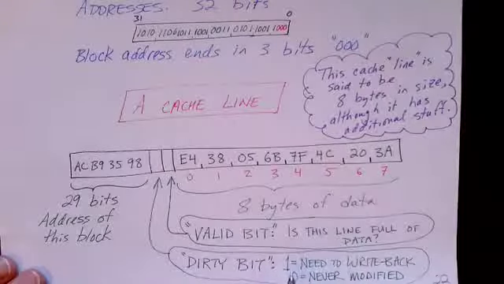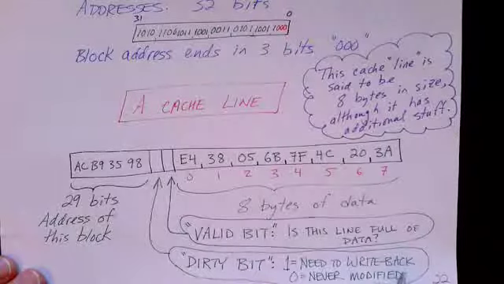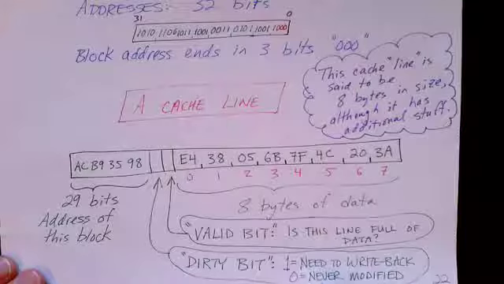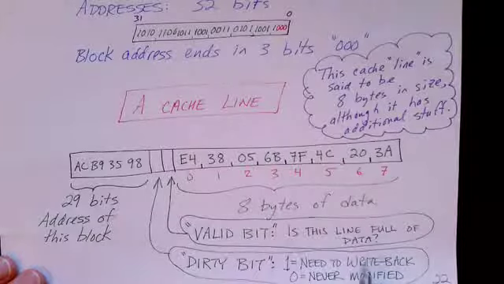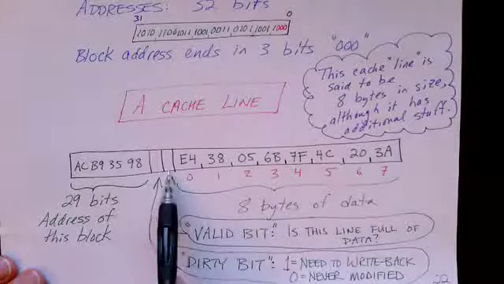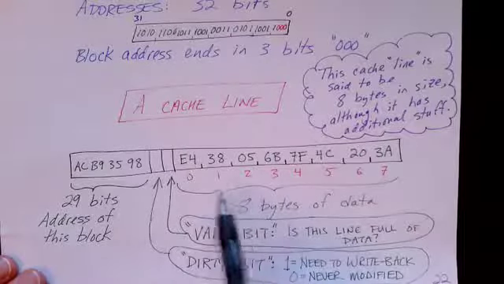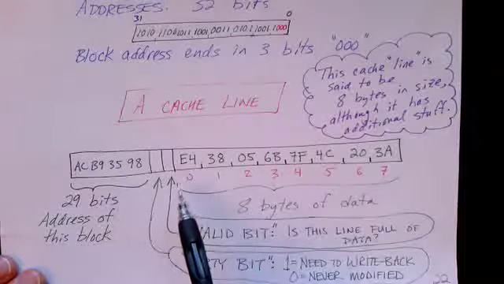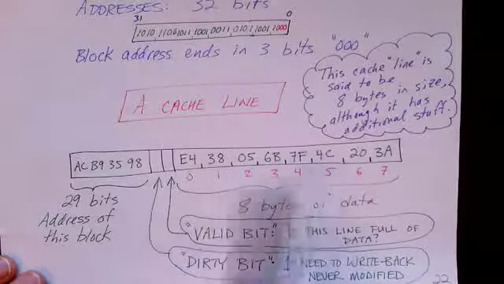Bits are either 1 or 0, and one value indicates that the block is dirty, that is, that it's been modified, and we need to write it back to memory at some future time. And the other value of the bit indicates that it has never been modified, and so we don't need to write it back. I'm also showing another bit called the valid bit. Is this line full of data? In certain situations, we need to know whether these bytes are valid or not.